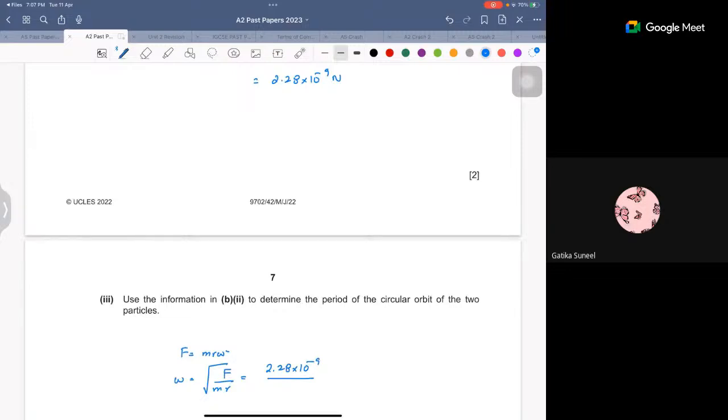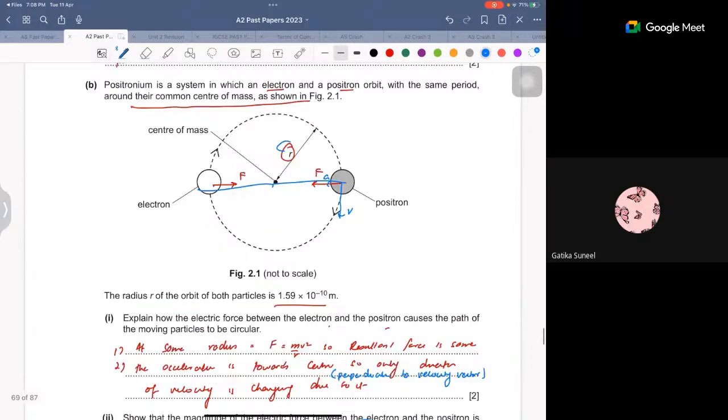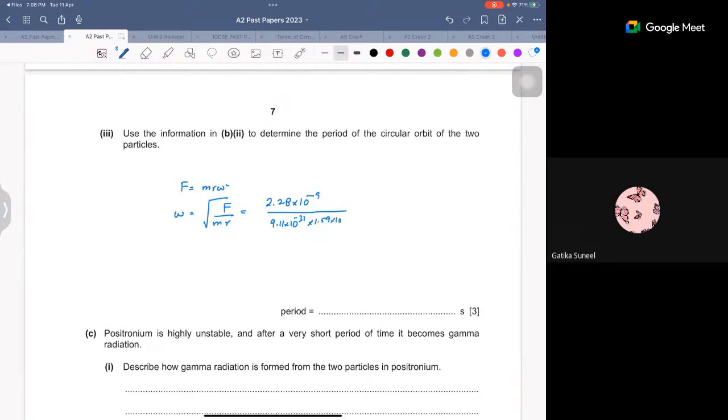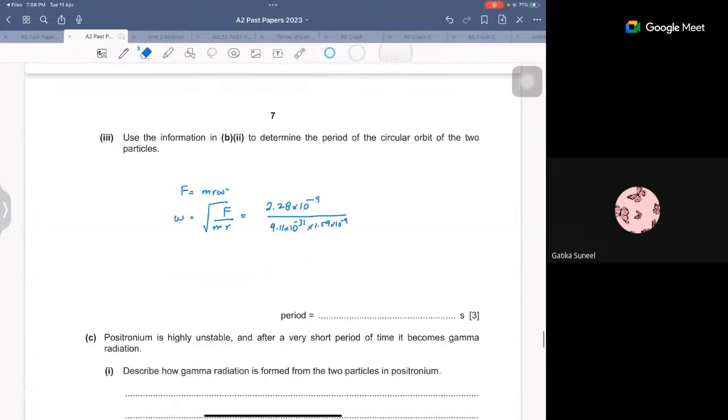Now, mass is an issue, right? Well, it shouldn't be, because the mass of an electron and positron is the same. So it's 9.11 times 10 raised to minus 31. That would be the mass. And then the radius is this one, 1.59 times 10 raised to minus 10, all under the root. Can you please find this value for me?